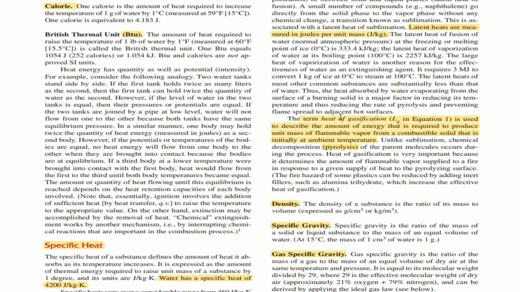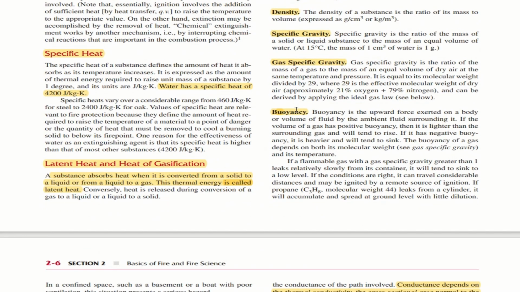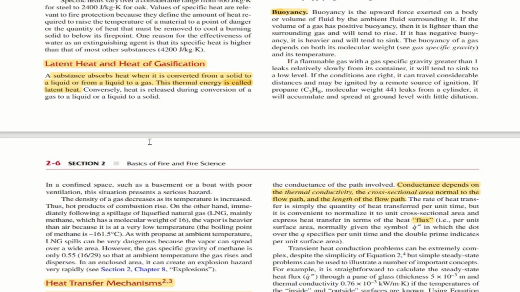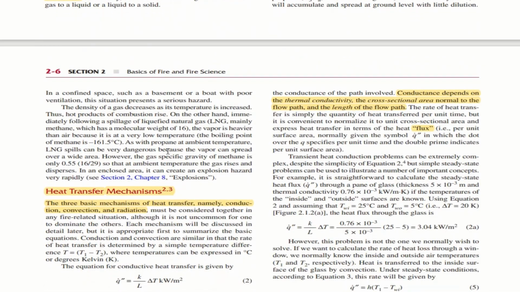So the term heat of gasification is used to describe the amount of energy that is required to produce a unit mass of flammable vapor from a combustible solid that is initially at ambient temperature. Density, you can see the definitions here: specific gravity, gas specific gravity, buoyancy. Okay, so these are the topics related to the latent heat and heat of gasification.